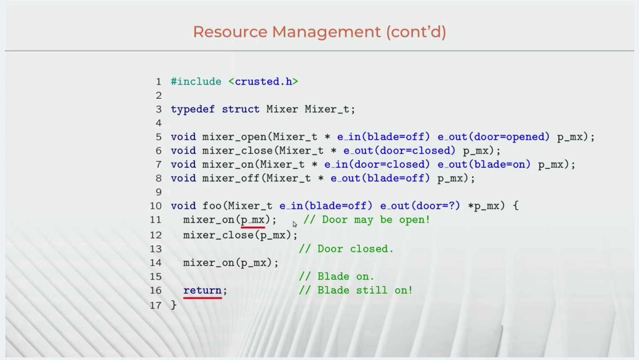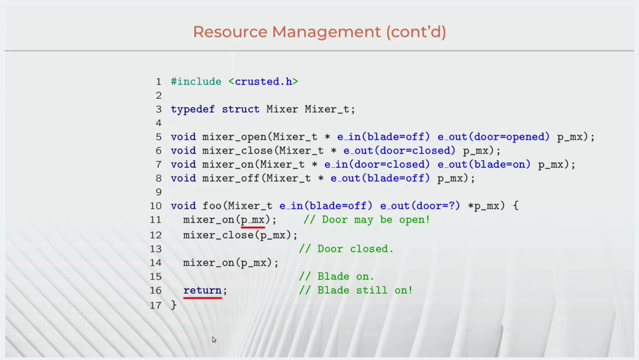So here we have a first violation, meaning that we are calling mixer on a mixer of which we don't know that the door is closed, but this is a requirement. In order to call mixer on, we must be sure that the door is closed. So this is illegal. Whereas if we first close the door, then we can turn on the mixer, and this will give no warning by the Cerrated analyzer.